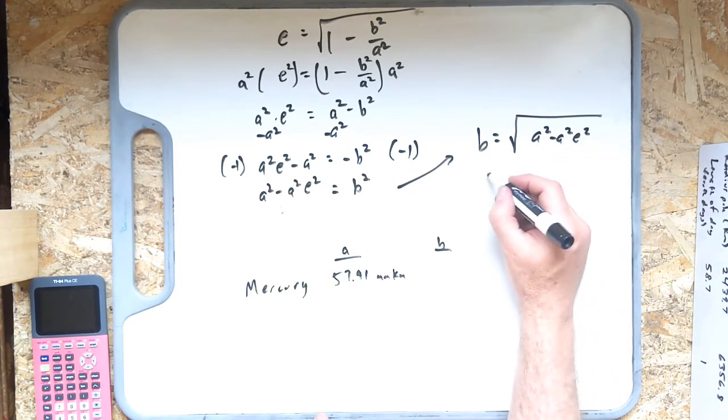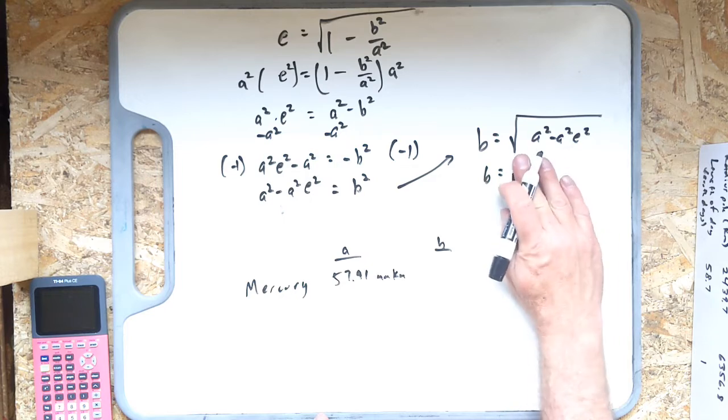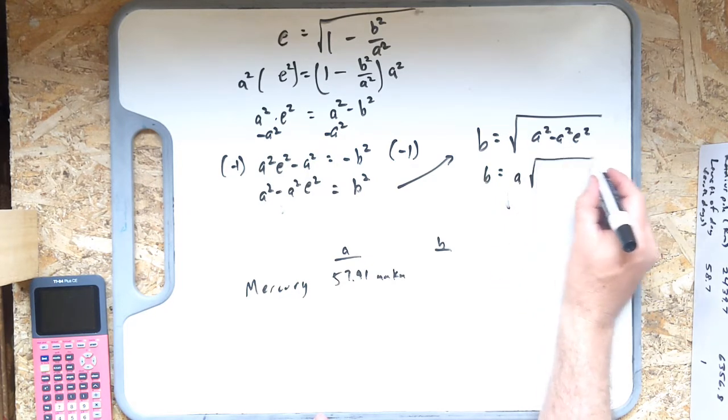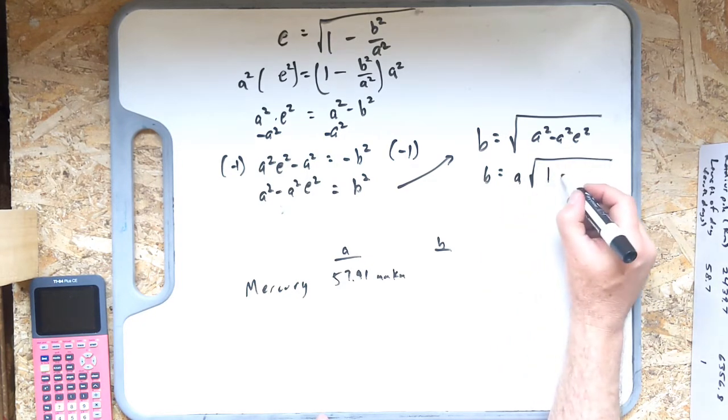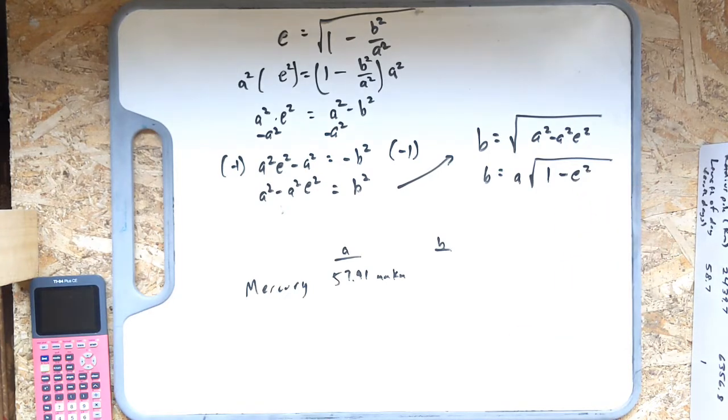You could just take this a squared out as well to make it a little simpler, and just make it radical a, or a on the outside. And then the inside will just be 1 minus e squared. And there's my formula for b.